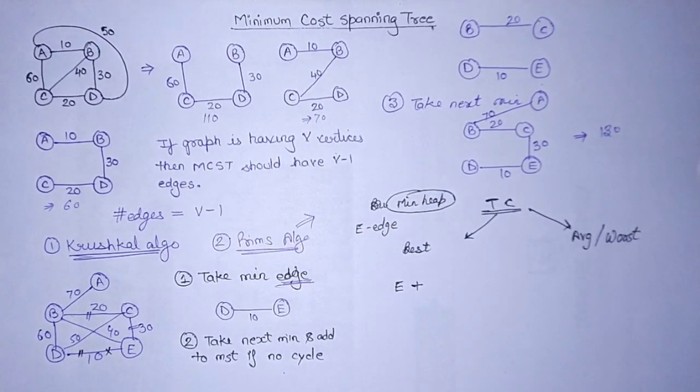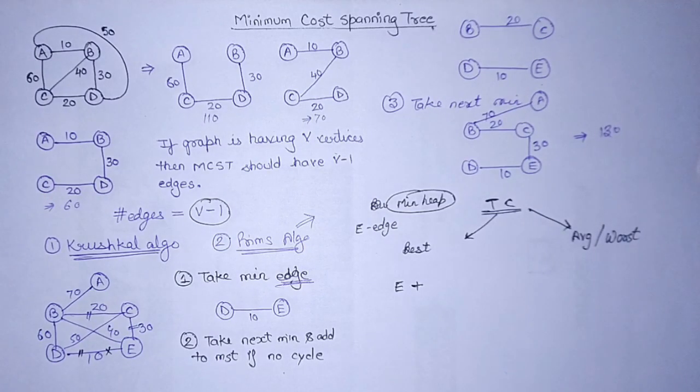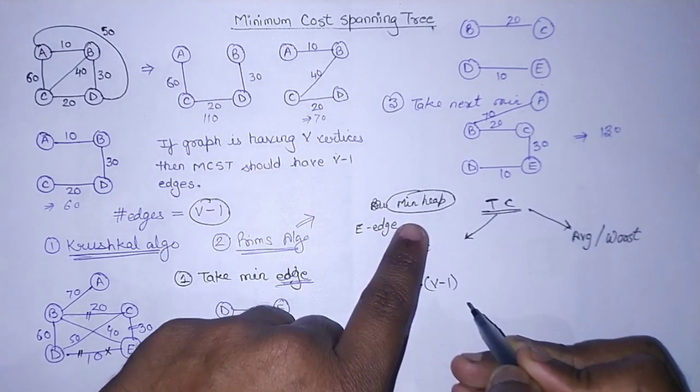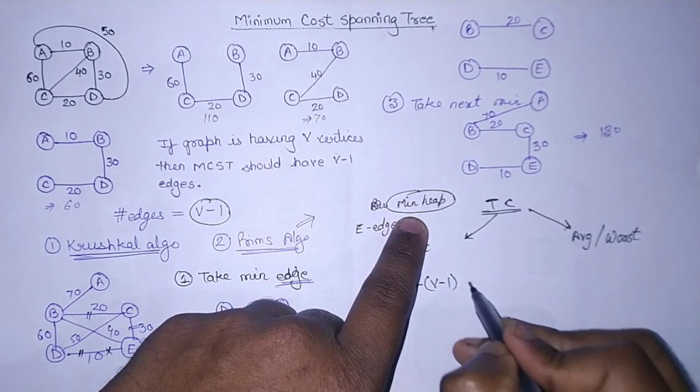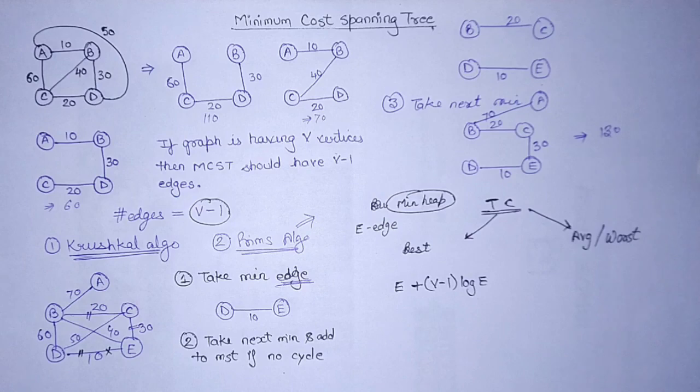After building the min heap, we have to delete every time to take the minimum edge value. So how many times do we have to delete? V minus 1 times, because in a spanning tree the number of edges has to be V minus 1. That means V minus 1 times we have to delete, and the deletion in a minimum heap takes log of E time. So this is the time complexity of Kruskal algorithm in best case.